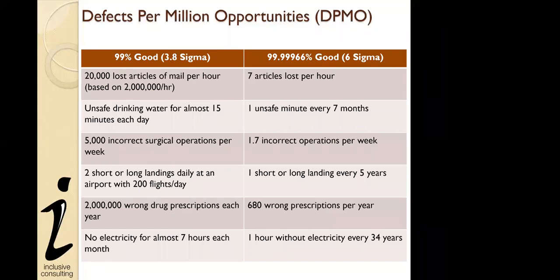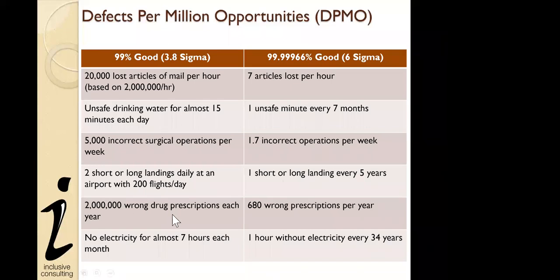Similarly, for the hospitals, the operations would reduce from 5,000 to 1.7 per week. For airports, that would mean, look at the drastic difference, 1 short landing or long landing, or 1 incorrect landing every 5 years. Instead of having 2 per day, this goes down to 1 per 5 years.